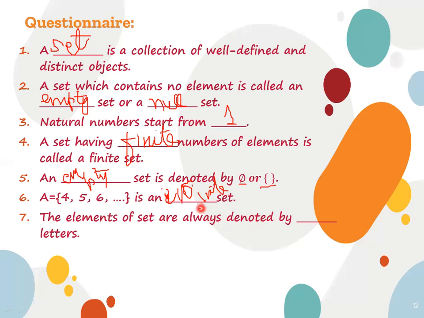The elements of a set are always denoted by dash letters. Set elements are always denoted by small letters. You will always write down the elements of a set in small letters. So this is the notation: set with a bold capital letter and elements with small letters.